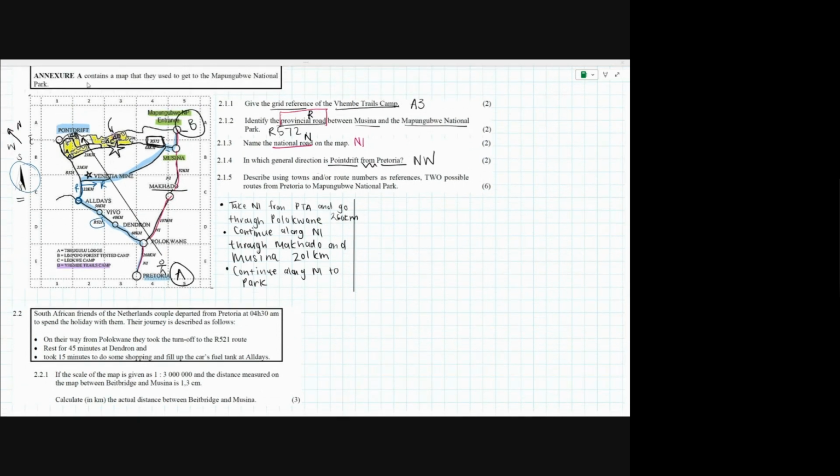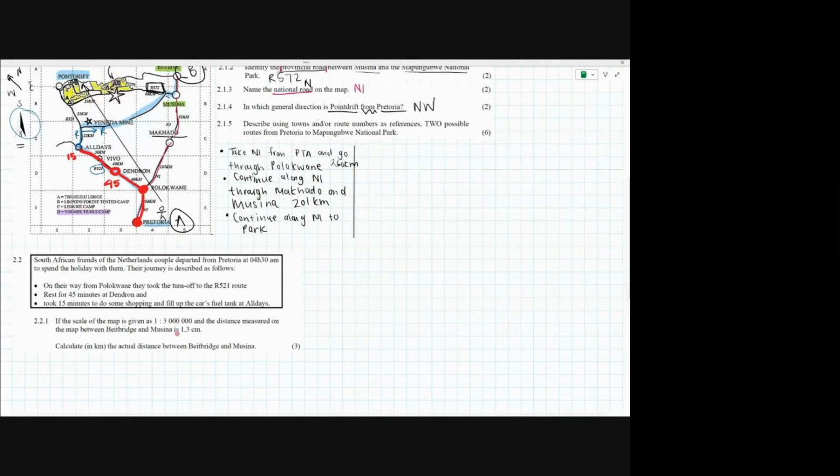So if we just quickly map out their route, because obviously that route is important to us, otherwise they wouldn't have given us that whole story. They left from Polokwane, okay? So that's their starting point. On their way from Polokwane, they took the turnoff on the R521 route, so we're along here. They took a rest for 45 minutes over here. And then when they got to All Days, they did 15 minutes of shopping and then filled their petrol tank. So that thick red route is what they followed.